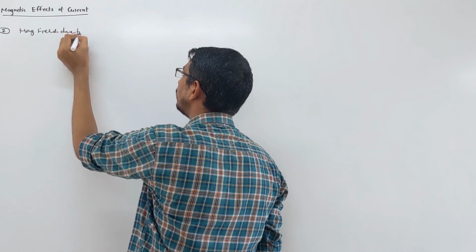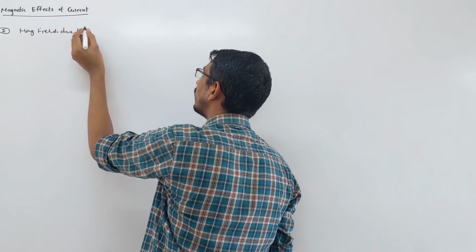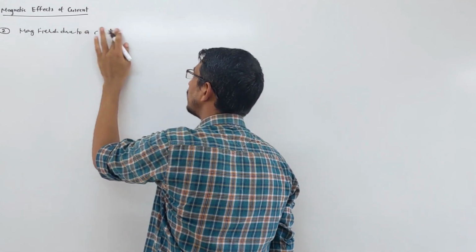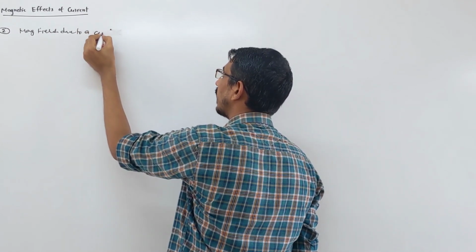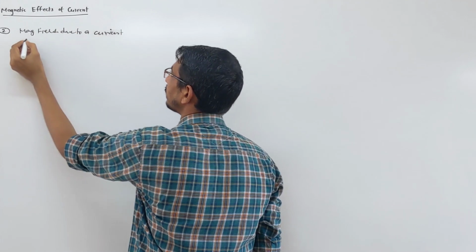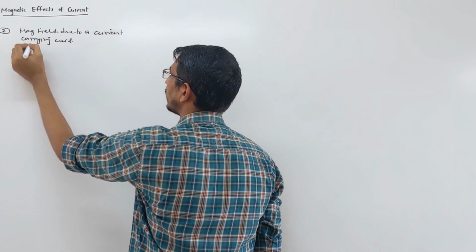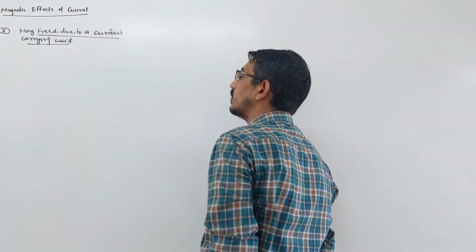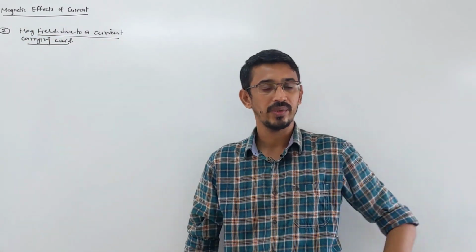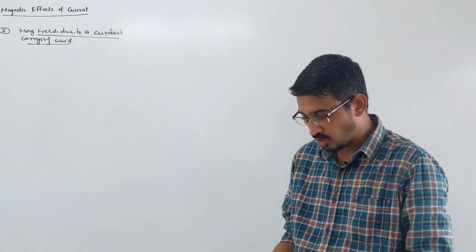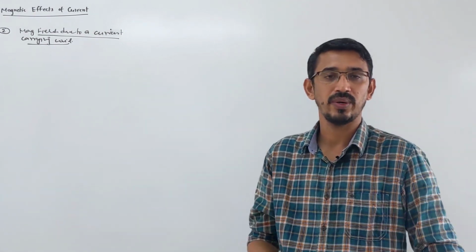due to a coil, or I should write the proper words, a current carrying coil. So the first thing, the field due to a wire, we have already done. So today we are talking about what? Coil. This coil may be circular. Generally we talk about circular coils only.